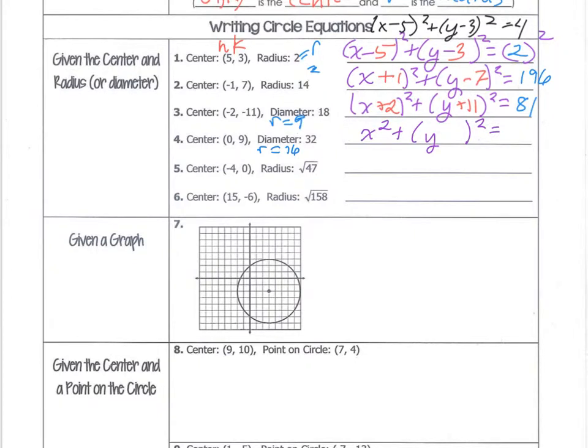So what'd you put in with the y? A minus 9. And what is 16 squared? 256.